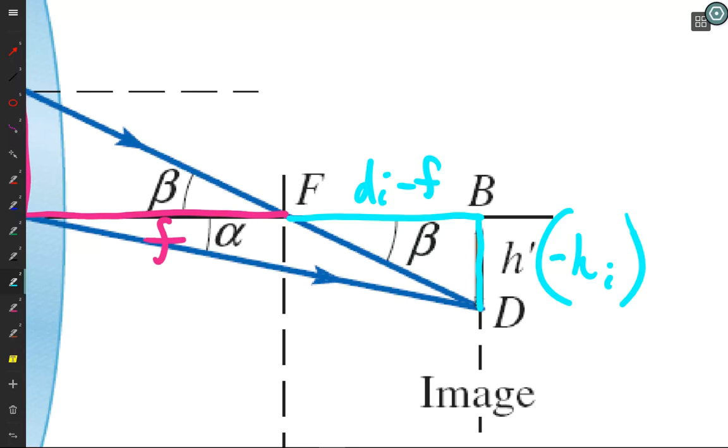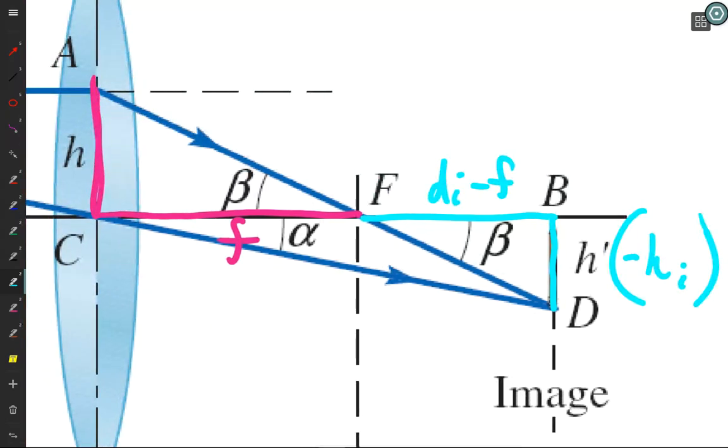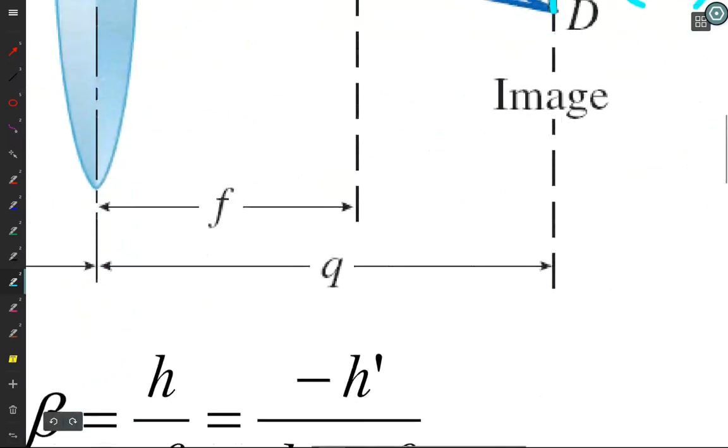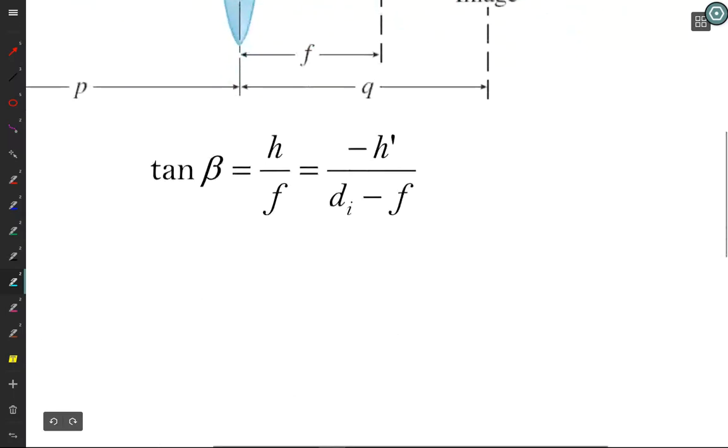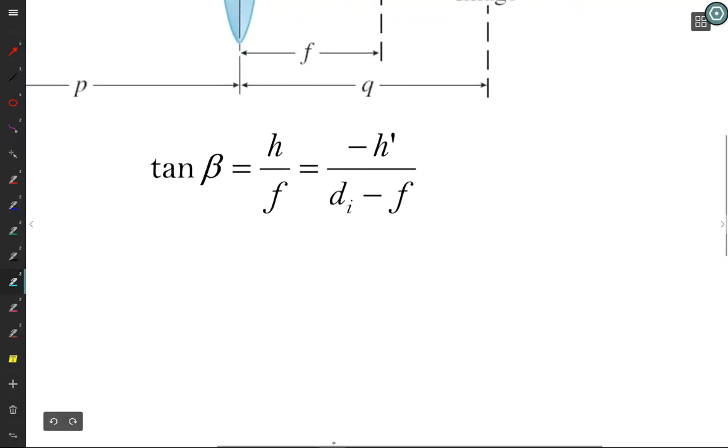And so just like before, tangent is opposite over adjacent. So I'm going to have h over f is equal to minus hi over di minus f. So h over f equals minus, and I'll write it the way I like it in a color that you can read.